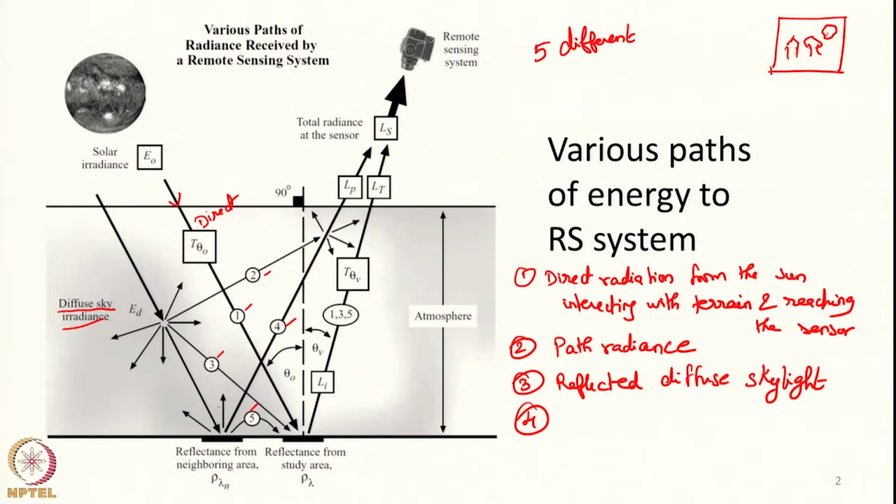So, path 4 what we call as reflection from neighboring features.